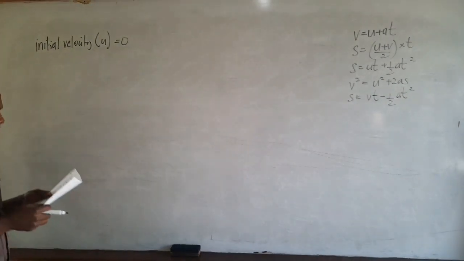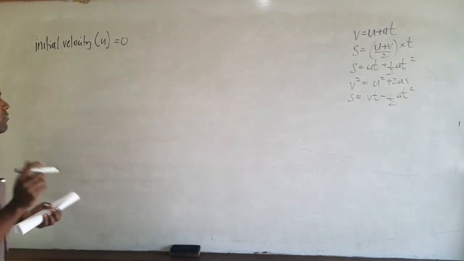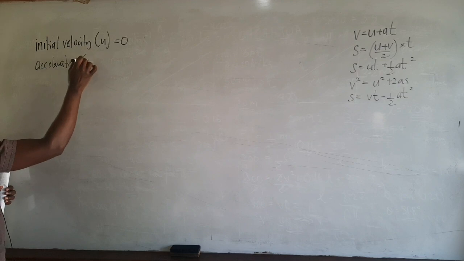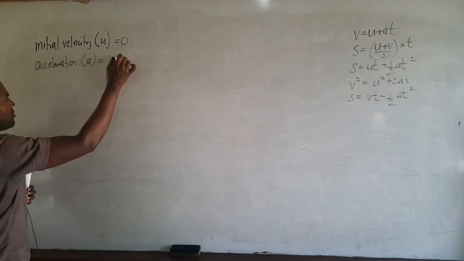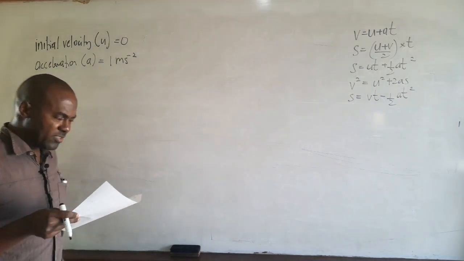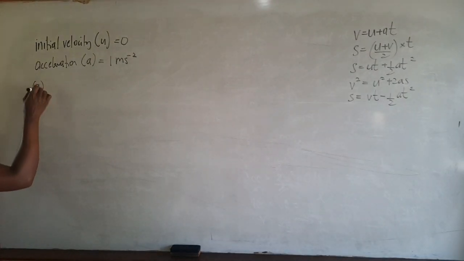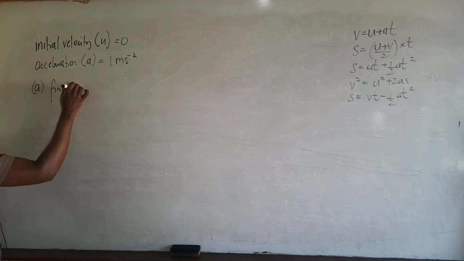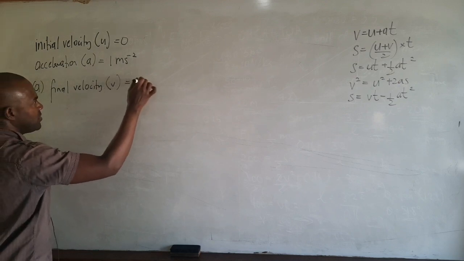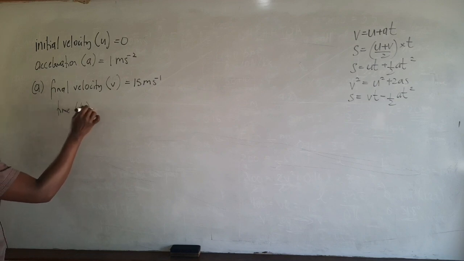We're told it accelerated at a steady rate of 1 meter per second squared, and therefore its acceleration A equals 1 meter per second squared. Right? And part A of the question wants us to find the time taken to reach 15 meters per second. So in part A, we're given the final velocity V, which is 15 meters per second, and we want to find the time taken T.